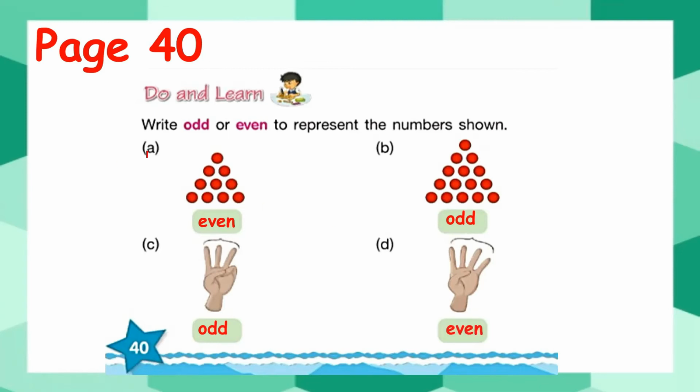Okay, so letter A, that is even. Letter B, odd. Letter C, odd. And letter D, even. Okay, so that is on page 40. Now, let's proceed to your activity on page 41.